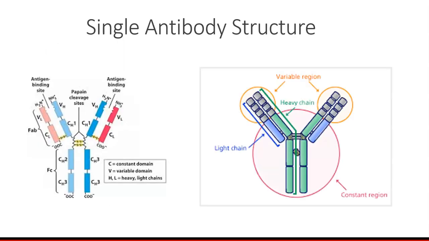You must be able to draw and label a single antibody structure. This will include the light chains, the heavy chains, the disulfide bridges, the variable region, and the constant region.